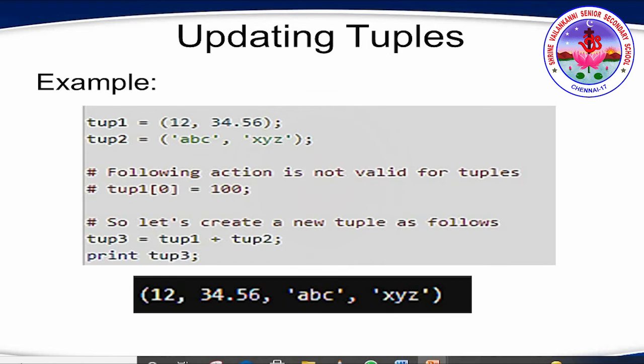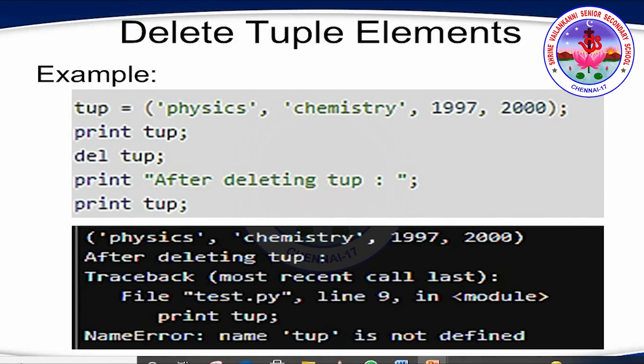So this tells that the already existing tuple cannot be updated. We can use it to update some other new tuple. So that's the meaning of updating tuples. Delete tuple elements. Let's see an example.